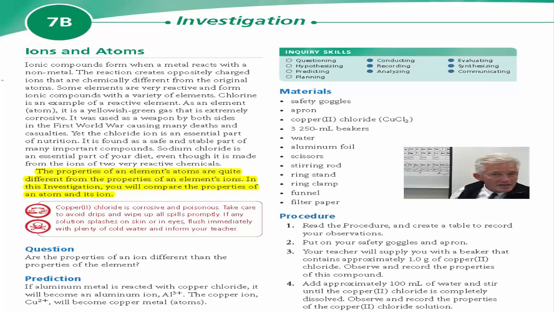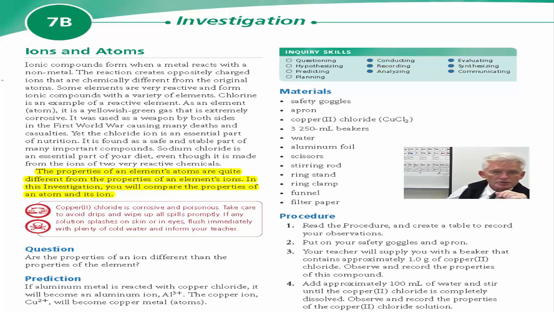Yet the chloride ion is an essential part of nutrition. You put it on your tomatoes, you add it to your food. It is found as a safe and stable part of many important compounds. Sodium chloride is an essential part of your diet, even though it is made from the ions of two very reactive chemicals. So I've highlighted the next sentence or two because this is really what this lab is all about. The properties of an element's atoms are quite different from the properties of an element's ions. In this investigation, you will compare the properties of an atom and its ions.